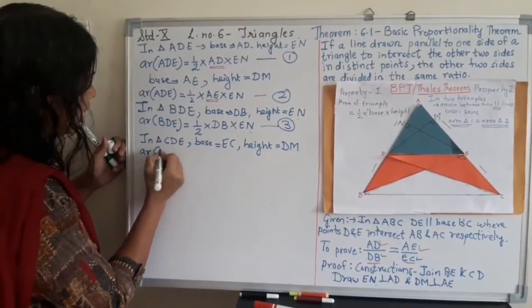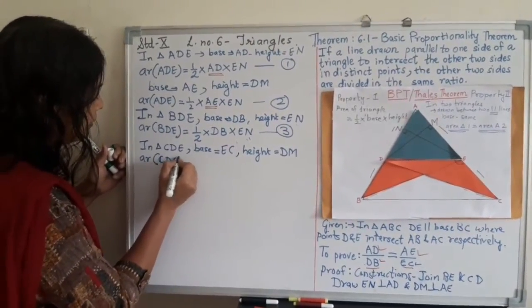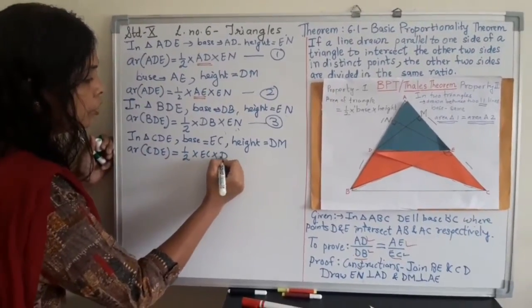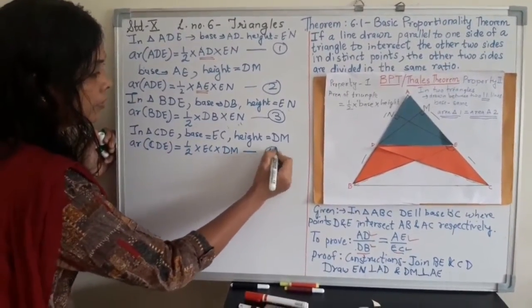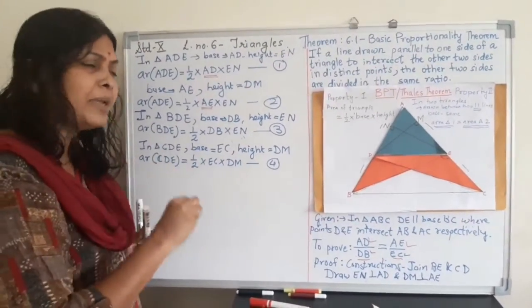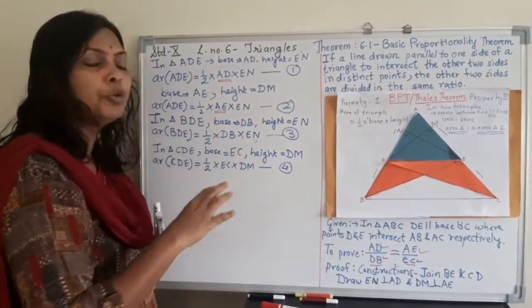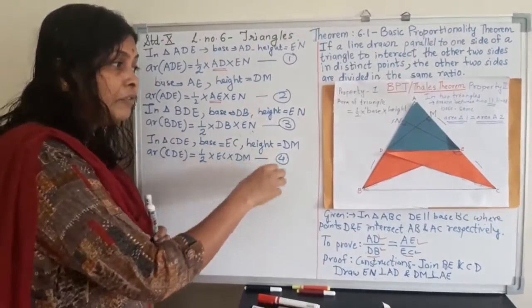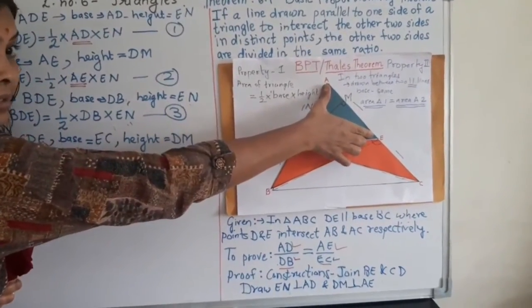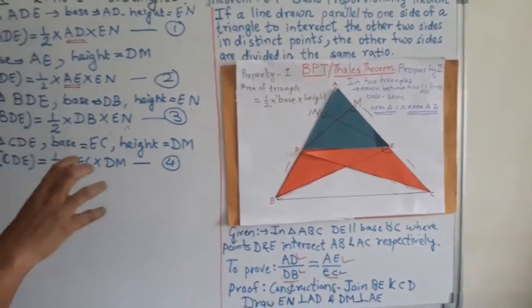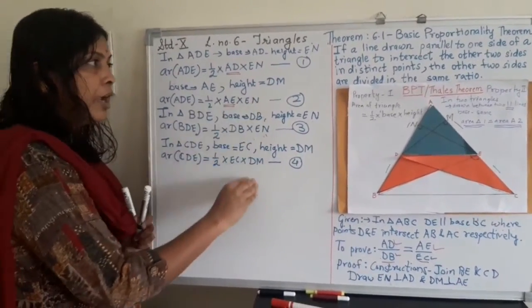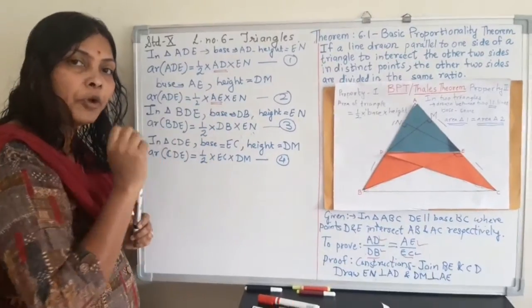Area of this triangle CDE, that is half into EC into DM. Am I going so fast? So what property we have used? We have used the same property, area of triangle, that is half into base into height. But we have used the concept like we have taken different bases and then corresponding heights we have taken. So till here I hope you have understood how we got these 4 equations.